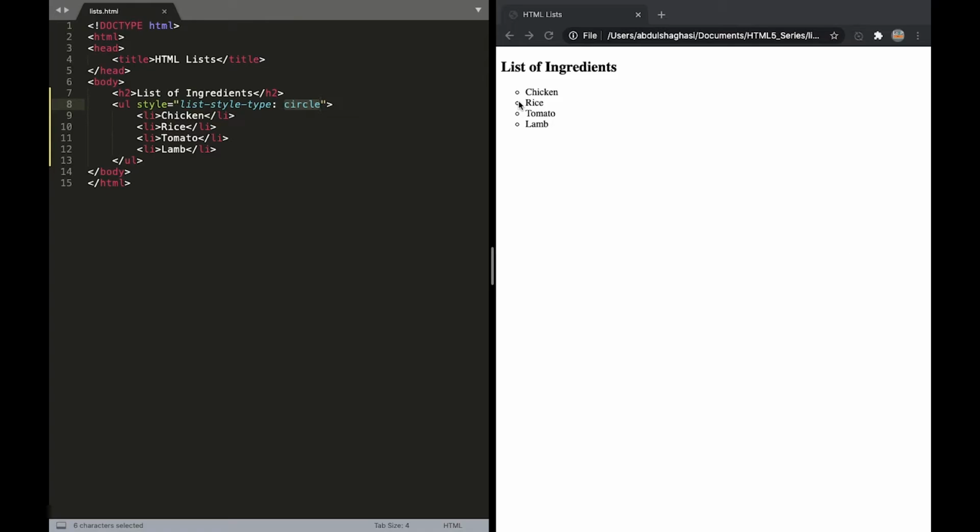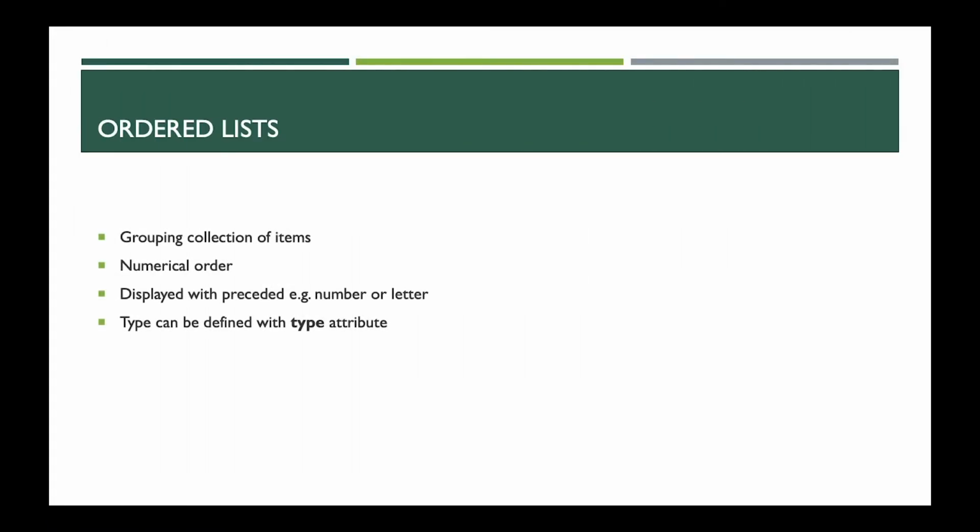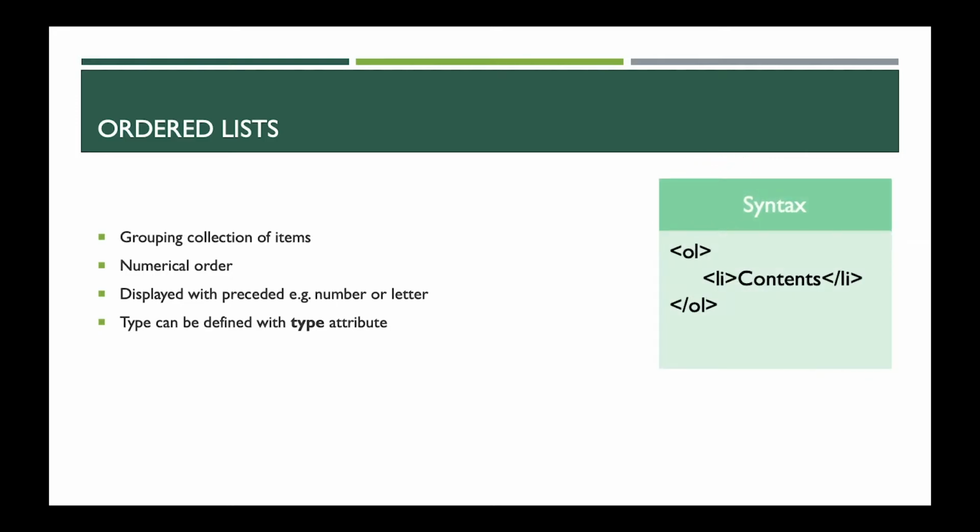Now that we know how unordered lists work and where we can use them, let's look at how we can use an ordered list in HTML. In HTML, an ordered list is used to group a collection of items in a numerical order, meaning that we use them when we obviously care about the order in which each of the items appears. The items within the ordered list are preceded with a number or a letter.